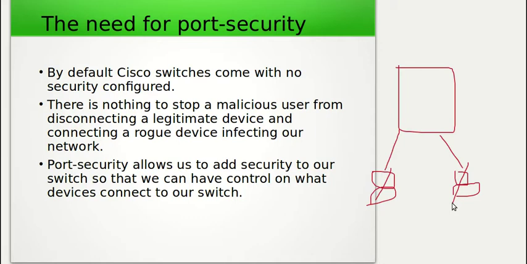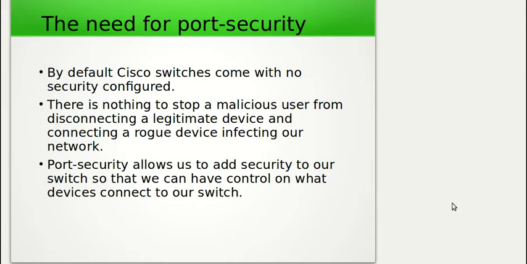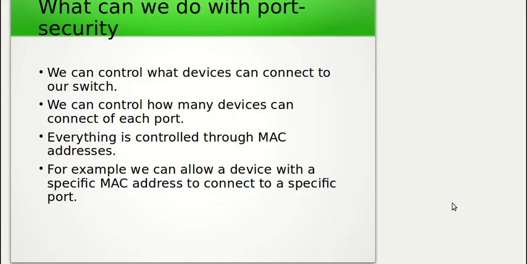So the most important thing to realize is that by default there's no security mechanism in place to control what devices connect to our switch, meaning that any device can connect to our switch. And again, this causes a security risk. Now port security allows us to control what devices we can connect to our switch. So with port security, we can only allow trusted devices that we own, that we have administrative control over. We can just say that we want only those devices to connect to our switch, and we can stop rogue devices from connecting to our switch and infecting our network.